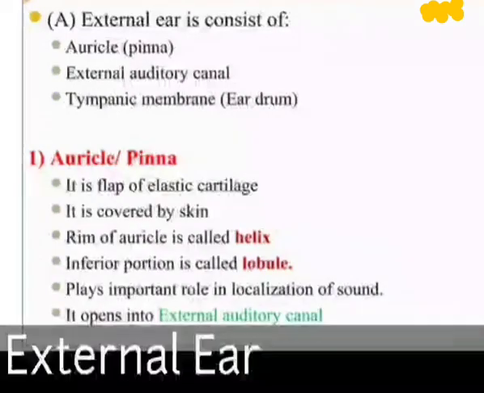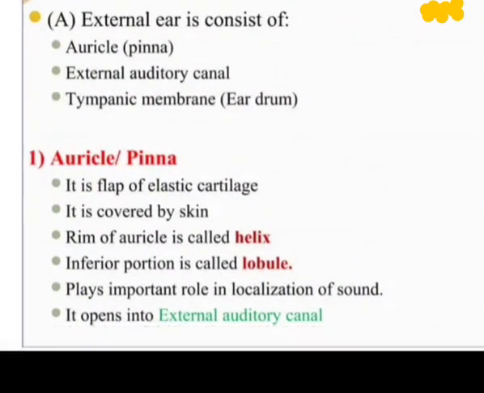Okay, tympanic membrane. So first we will discuss the external ear, that is called the outer ear. The external ear consists of the auricle, that is called pinna, the external auditory canal, and the tympanic membrane, that is called the eardrum. So first we will discuss the auricle, that is called pinna. It's a flap of elastic cartilage and it is covered by skin. The rim of the auricle is called the helix and the inferior portion is called the lobule. Okay, and it opens into the external auditory canal and it plays a role in localization of sound.